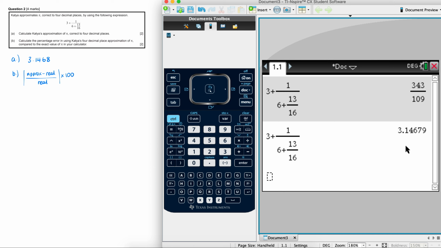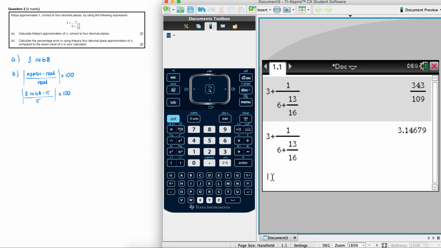So using that, the approximated value, and you would get carryover marks if you got the first part wrong, is 3.1468, and then you're subtracting that from the real value, which is pi, over the real value, which is pi, and then times by 100. So 1 mark here was for just writing that down.